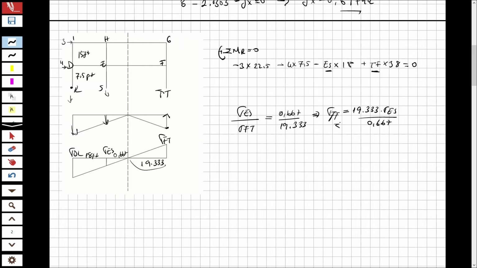Okay, now we write this tf in terms of es. So when I write this one into this equation, I'm going to obtain just one unknown and one equation. So it's okay, it's going to be easy to solve it. Let's solve it.